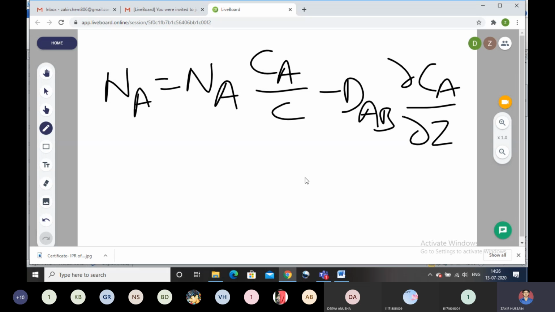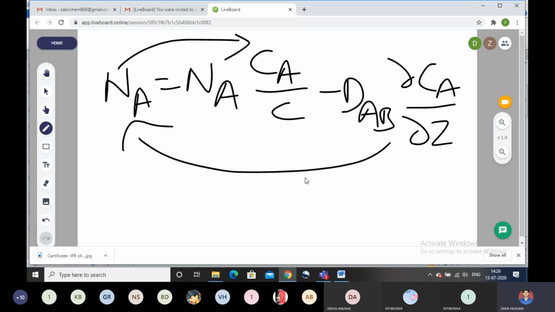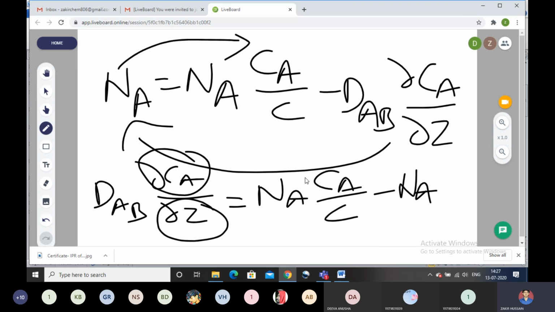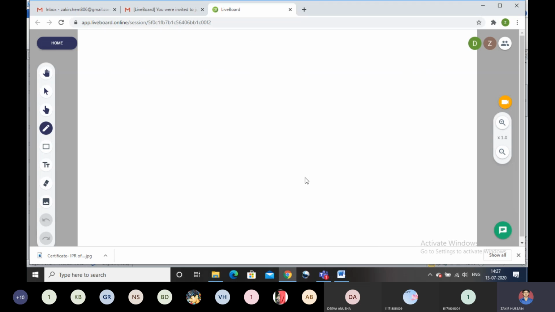Then we can just interchange the variables. We will bring the Dab variable to this side and send this Na to the RHS side. So finally Dab dou Ca by dou Z is equal to Na Ca by C minus Na. Now we have to integrate. The differential is already there, so we need to replace the differential with an integral. We need to perform the integral operation.